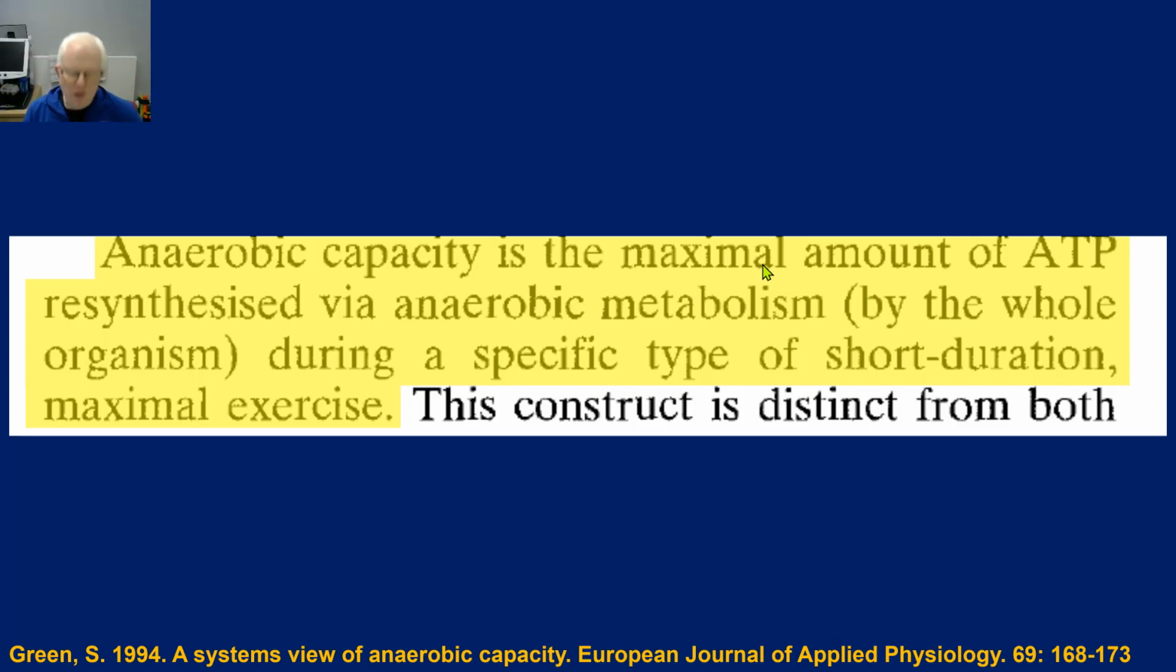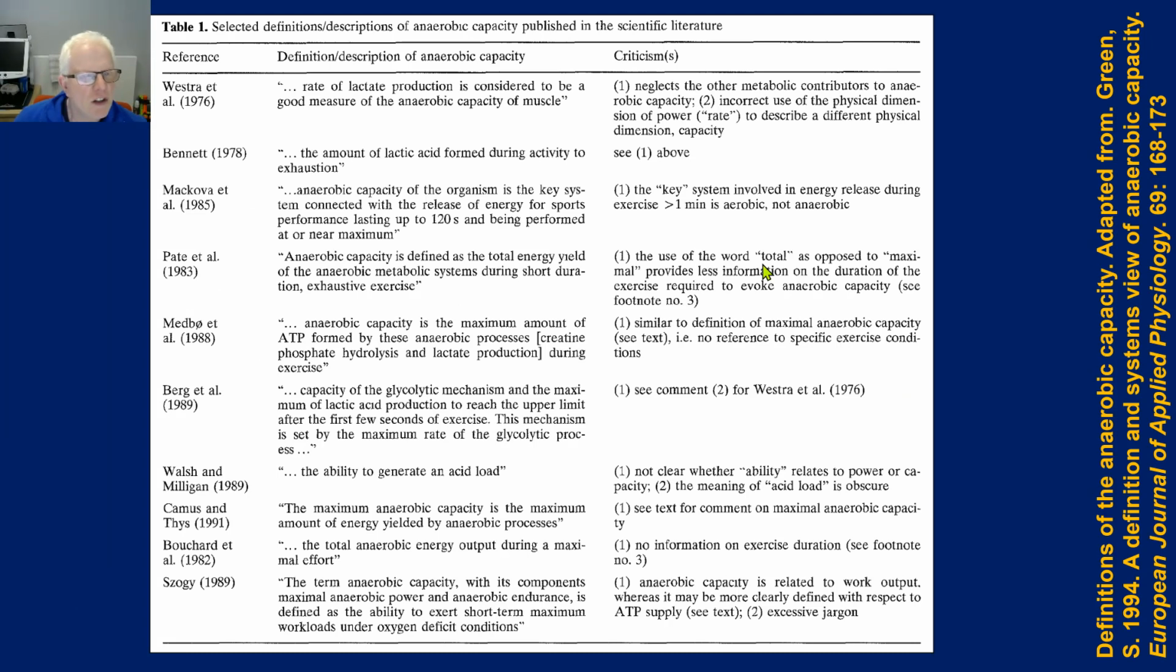So the reason I wanted to show you that first is because I now want to look at the issues that we face with a lot of the proposed definitions. If we take, for example, the original one, which is the Vestra one, at the very top, here the definition is the rate of lactate production is considered to be a good measure of the anaerobic capacity of muscle. And in fact, Green does a lot of the work for us. Firstly, they say it neglects the other metabolic contributions to anaerobic capacity, and two, it's the incorrect use of the dimensions of physical power.